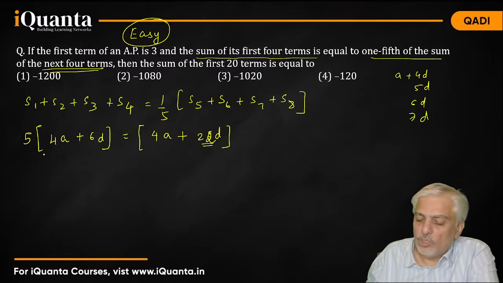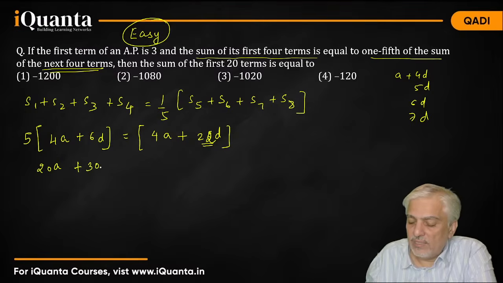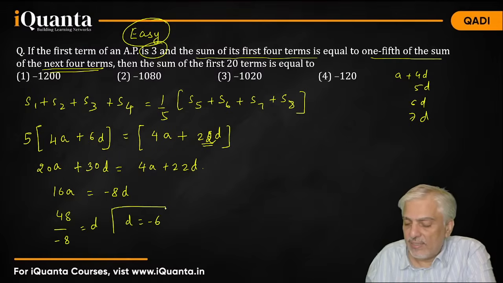Okay. So I've got 20A plus 30D is equal to 4A plus 22D. So I've got 16A is equal to negative 8D. A we knew was 3. So 48 divided by negative 8 is D. D is negative 6. So A is 3 and D is minus 6.